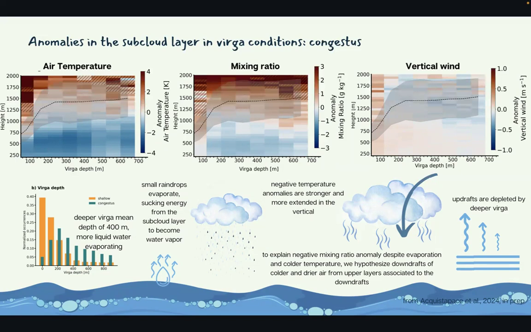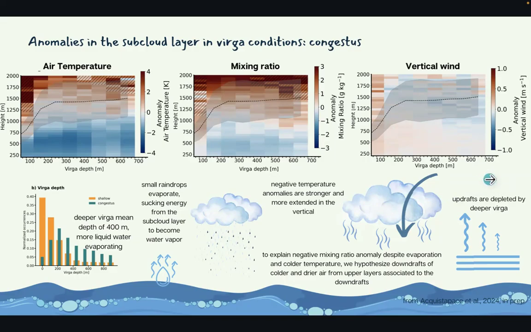Now, how can we explain this negative mixing ratio anomaly? The only explanation that we could find, and maybe it would be nice to discuss with you all, is that despite the evaporation of this virga below cloud base and the colder temperature that this evaporation is causing, we hypothesize that there might be some downdrafts of colder and drier air that comes from the upper layers, associated with the downdrafts that we are seeing in these virga cases. Of course, we don't have proof for this, so this is just our speculation, but it would be cool to get to know what you think about that.